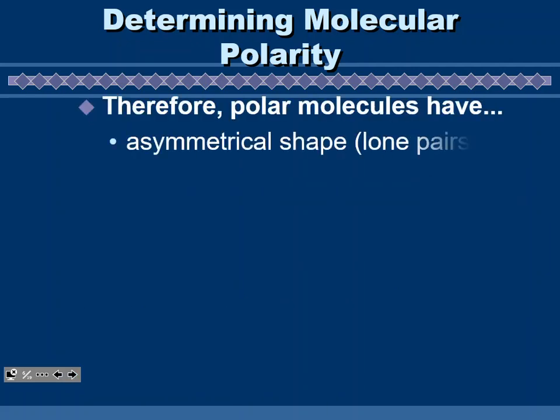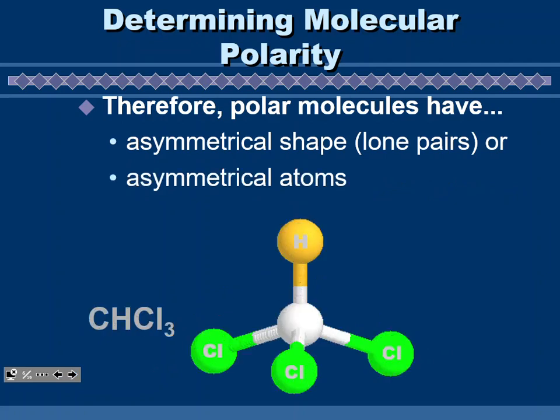All right, therefore polar molecules have asymmetrical shape or lone pairs, okay, or they have ligands that are not all identical. So in this particular example, CHCl3, you have 1 hydrogen and 3 chlorines as your ligands. They are not identical ligands. Therefore, it's going to throw off the symmetry of the molecule. The dipole moments go towards the chlorines anyway, because they're more electronegative. So that side of the molecule is going to be partially negative down here. Can't see that. Over here is going to be the partial positive. Okay.